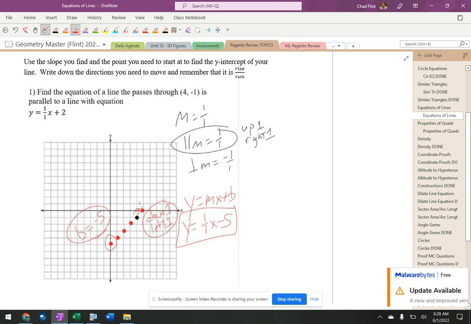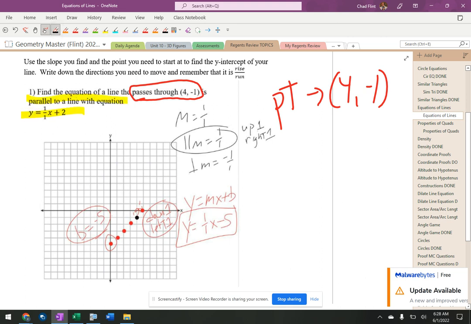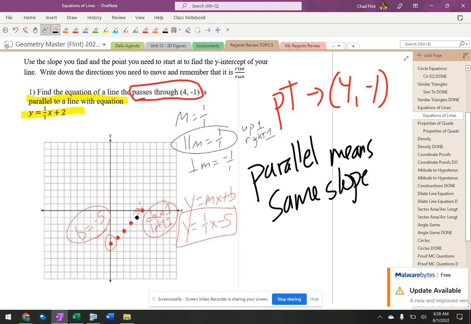So number one, I need a point on the line. Well, it says it passes through (4, -1). And it almost always says passes through something. Then it's almost definitely going to give me an equation of a line that I'm supposed to compare this line to. So it says parallel to a line with that equation. Remember, parallel means the same slope. And the slope is always the number in front of the x. This one says 1 over 1, so that means the parallel slope is 1 over 1.